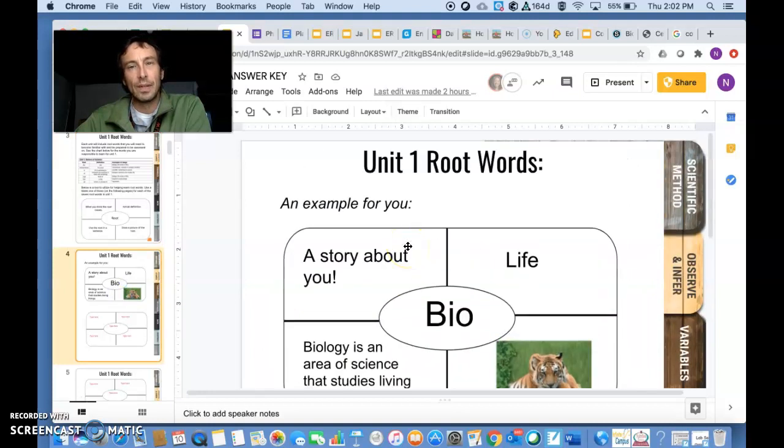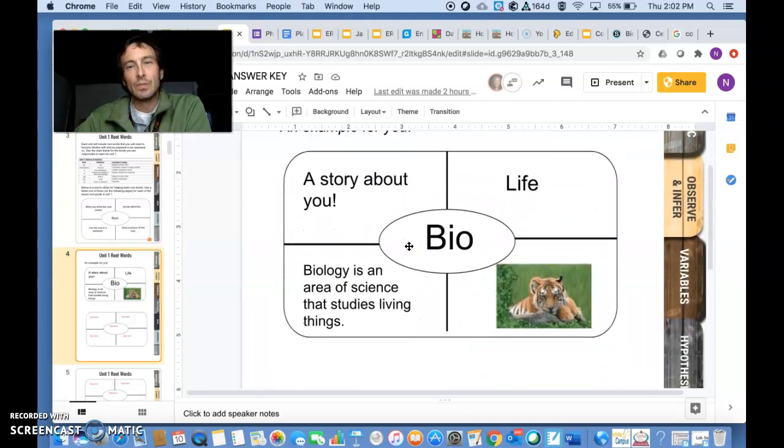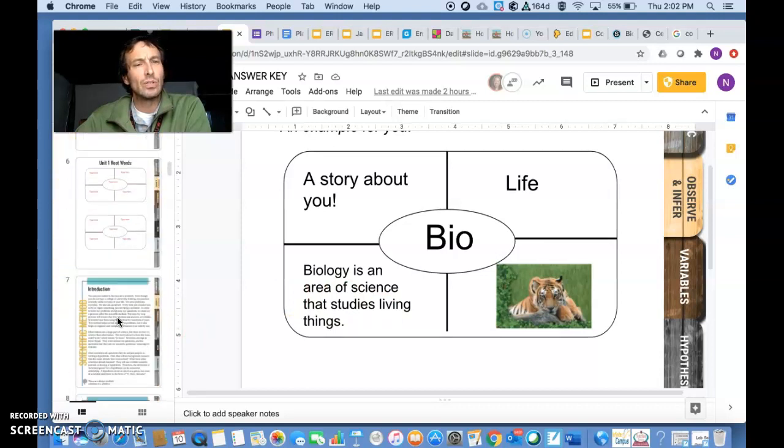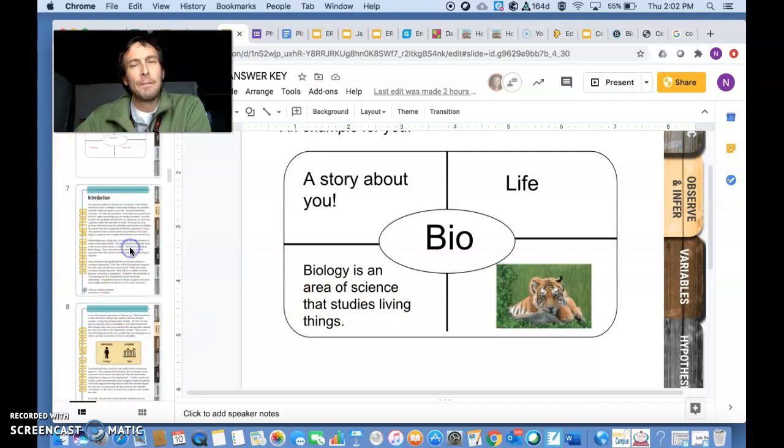So the first one that I'm sure we all knew was bio, right? The root word bio, think biography, autobiography, biology, means life. And it's a story potentially about life. And biology, of course, is an area of science that studies living things. That's what we're going to be doing this year. So hopefully you get a chance to do the rest of these.